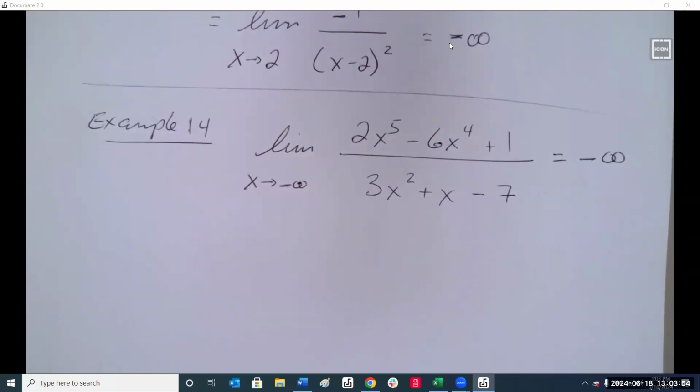Okie doke, we'll stop there. We still have like 6 more examples to go, topics to discuss. We haven't discussed vertical asymptotes, so that's coming up, and the precise definition.